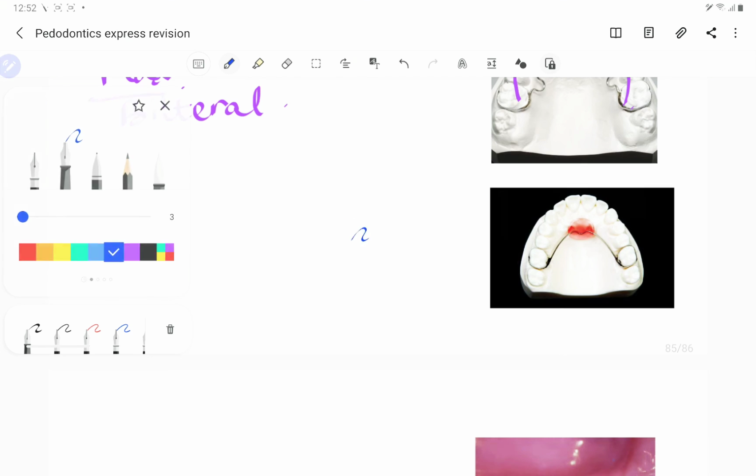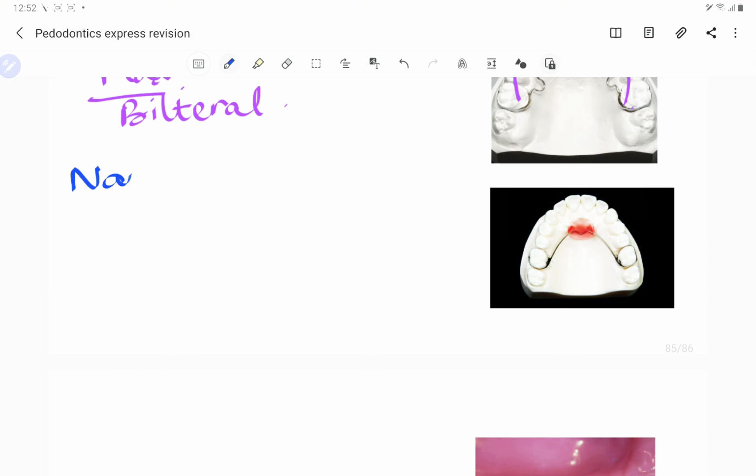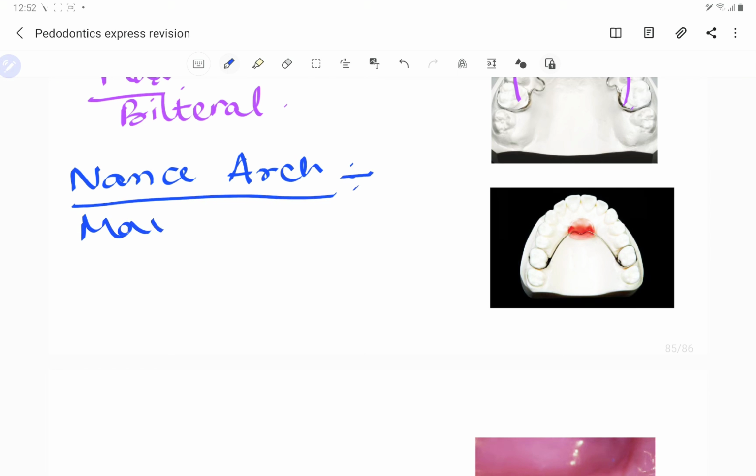Next one over here we have is the Nance arch. Again it is given in the maxillary arch when there is a bilateral tooth loss.